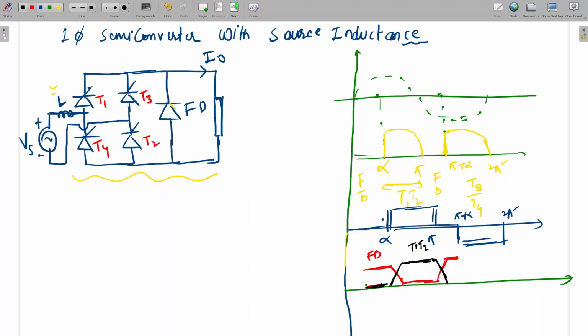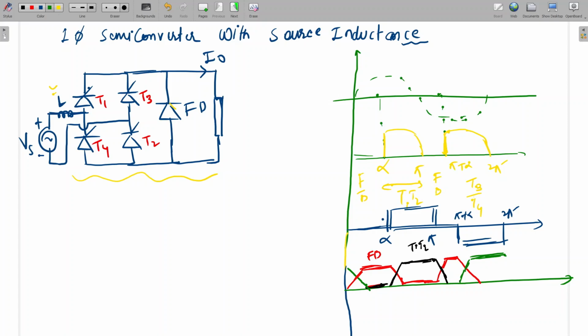Again here the freewheeling diode current will become 0, and from here the current will be picked up by T3, T4. So this will be like this, and T3, T4 will pick up that current. Again T3, T4 will become 0 like this, and I am drawing that the same current will be taken care of by the freewheeling diode. Is this waveform clear? Otherwise I will explain again.